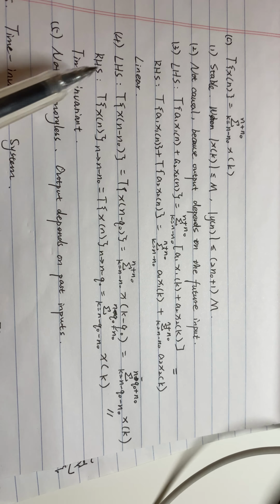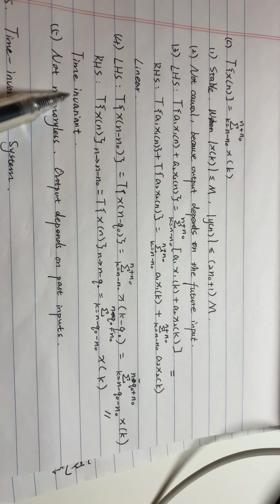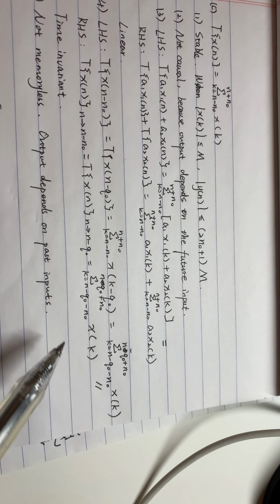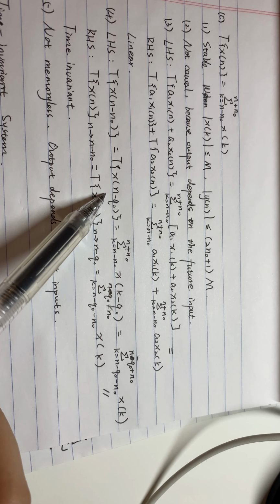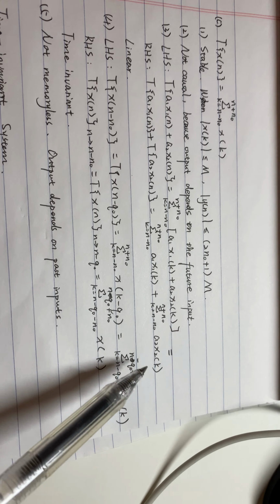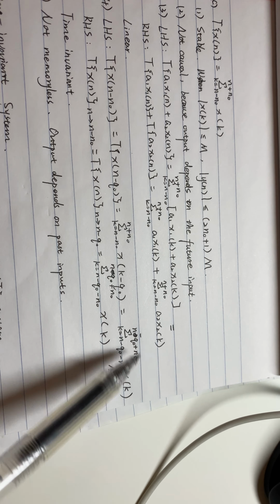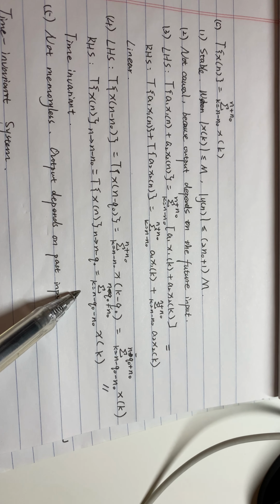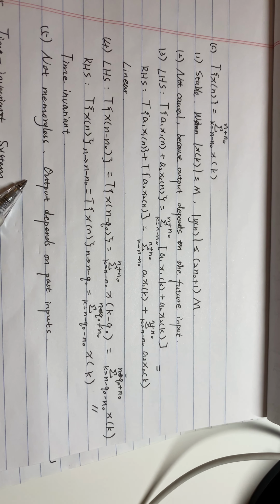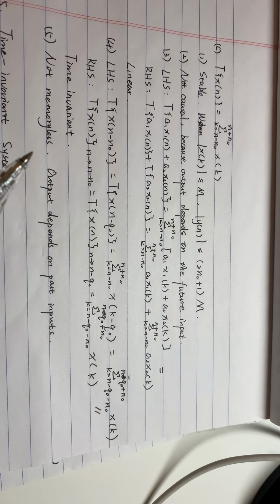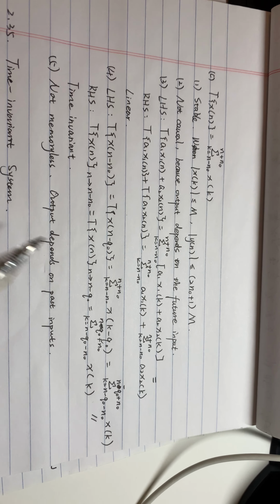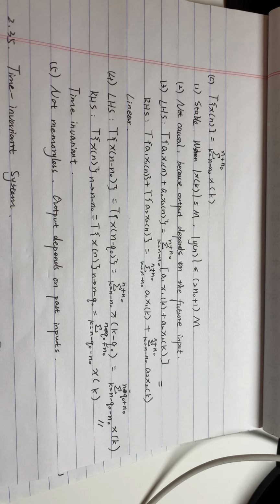And for time invariance, we can see that you just shift the input, and we can change this formula to this. They're the same, which is the same as the right-hand side. So this system is time invariant. And the last one, it's not memoryless because the output depends on the past inputs, n minus n0. That's all.